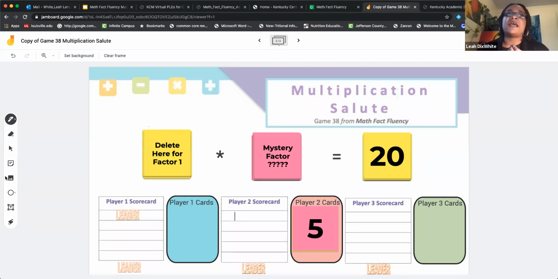So that was our adaptation of Salute, Multiplication Salute. And it's a very cool adaptation.